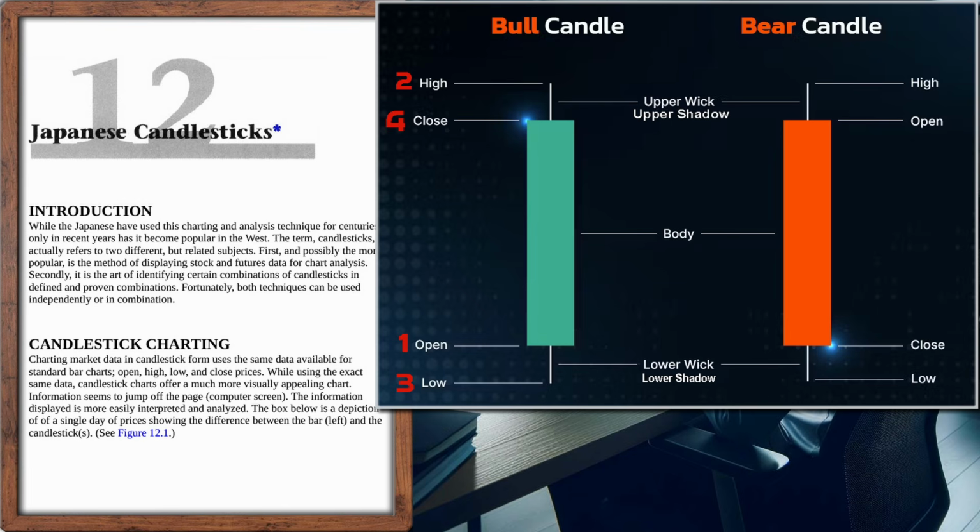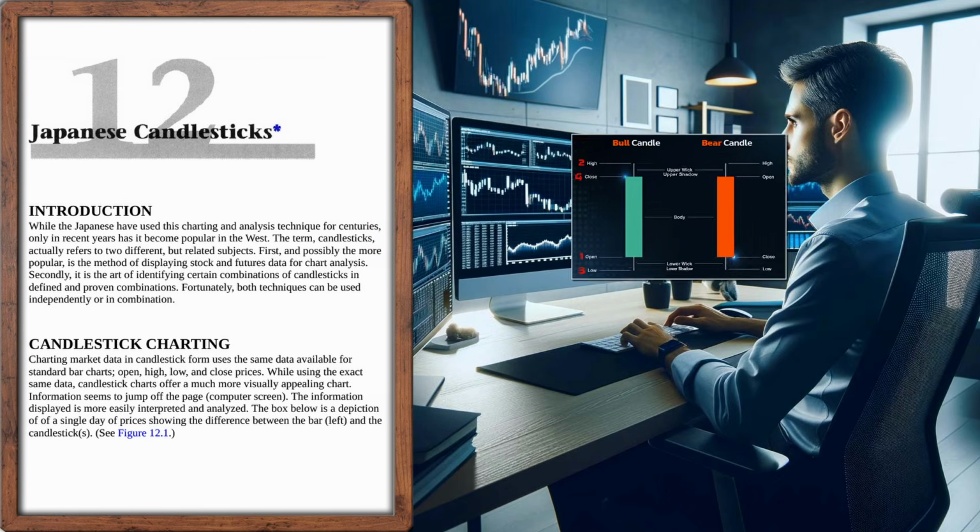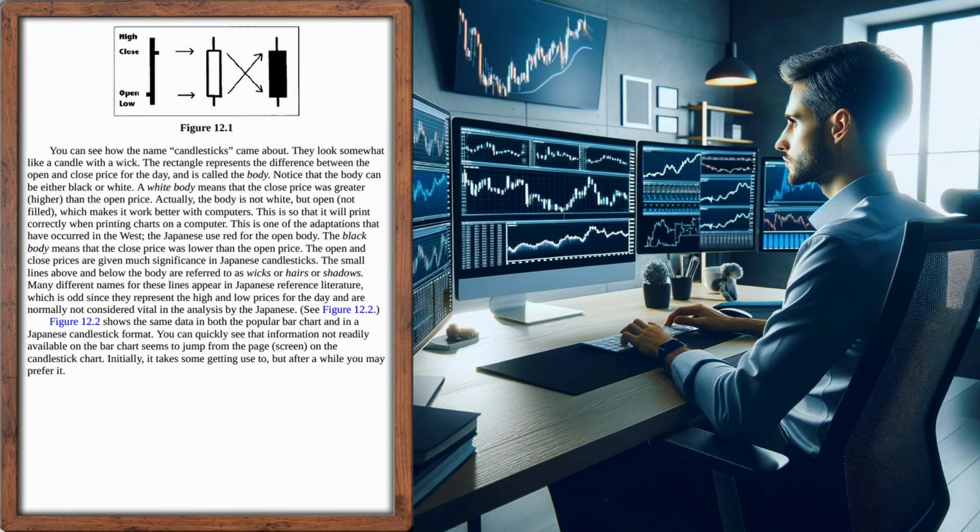The box below is a depiction of a single day of prices showing the difference between the bar, left, and the candlesticks. See figure 12.1. You can see how the name candlesticks came about. They look somewhat like a candle with a wick. The rectangle represents the difference between the open and close price for the day and is called the body. Notice that the body can be either black or white.